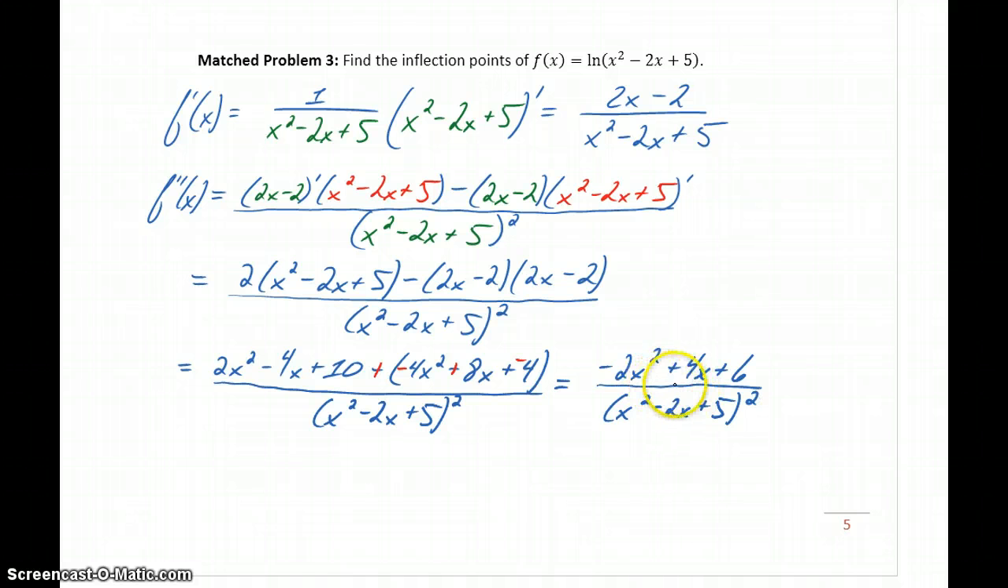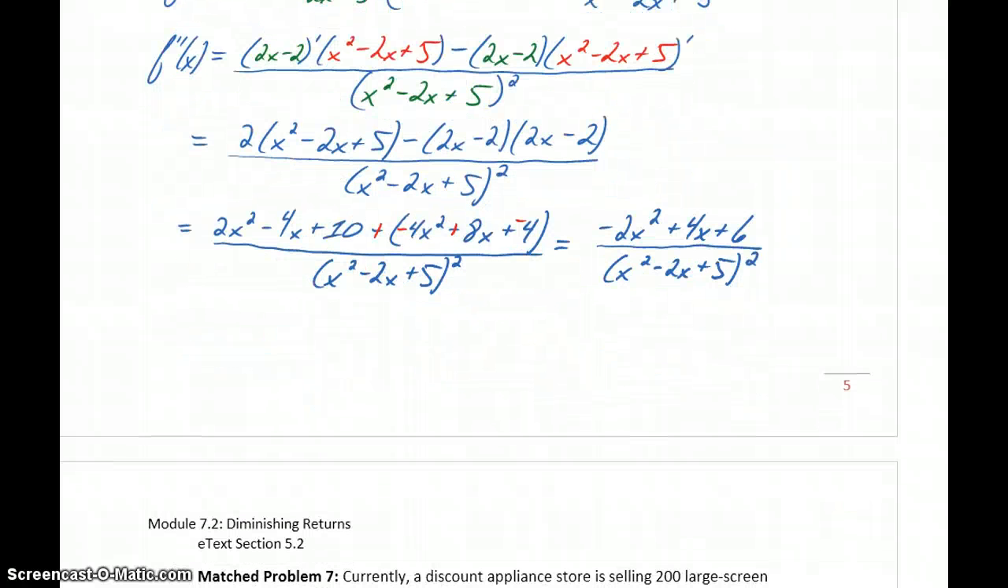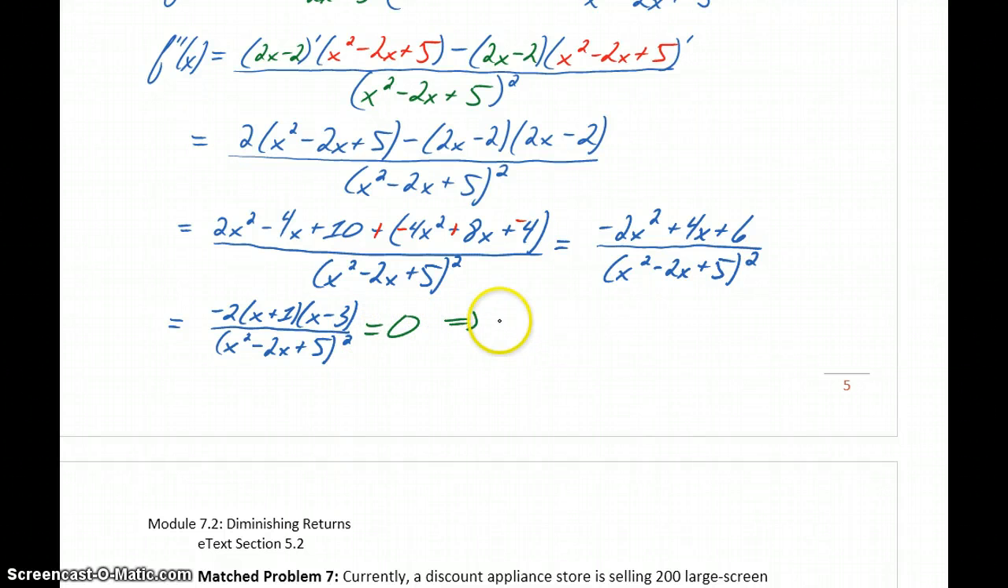So we have the second derivative, but we still need one more step to find the critical values, and that's going to be to factor the numerator and then set this function equal to 0. So the numerator can be factored as negative 2 times x plus 1 times x minus 3, all over x squared minus 2x plus 5, that quantity squared, and then we'll set this equal to 0, which will be true whenever x equals negative 1 or positive 3.